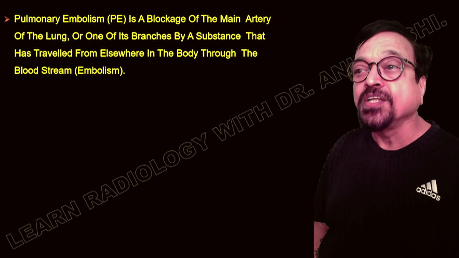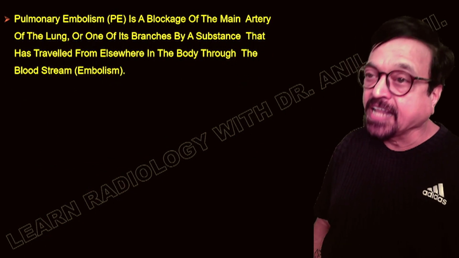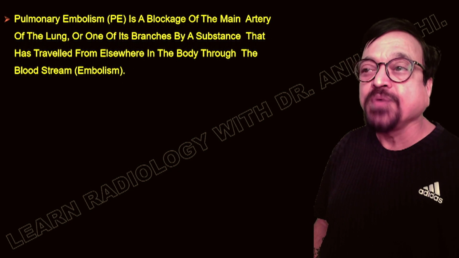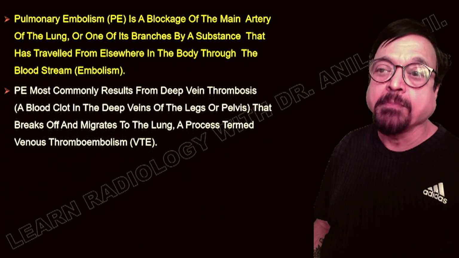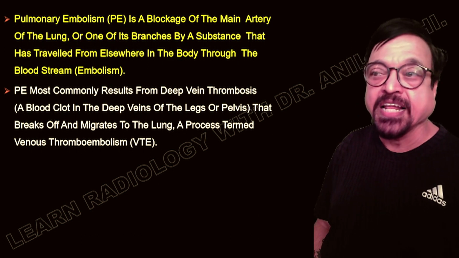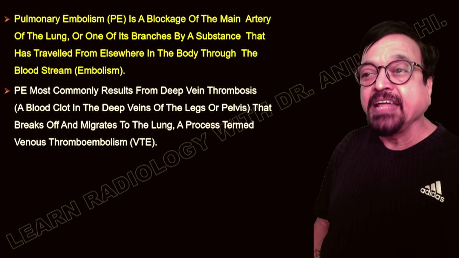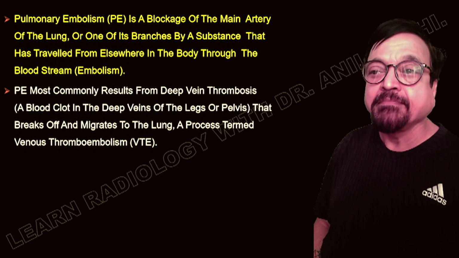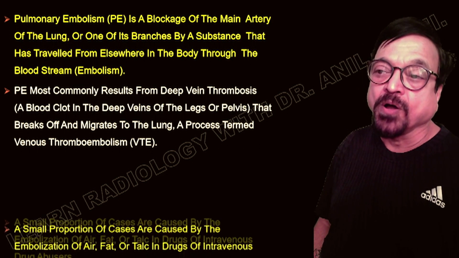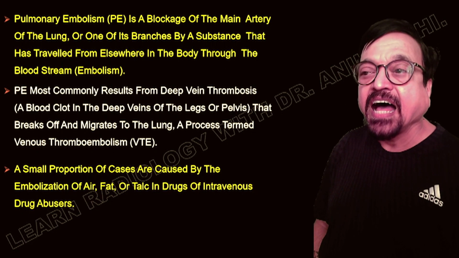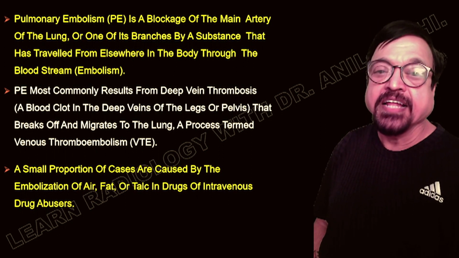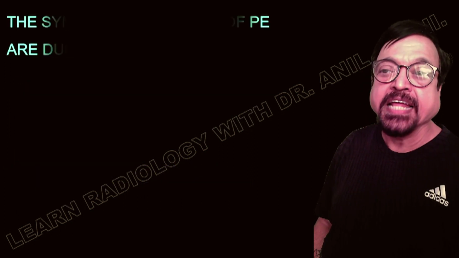Now pulmonary embolism is a blockage of the main pulmonary artery of the lung or one of its branches by a substance that has traveled from elsewhere in the body through the bloodstream. That is called an embolus. Pulmonary embolism most commonly results from deep vein thrombosis, that is, from the calf muscle. A blood clot in a deep vein of the leg or pelvis breaks off and migrates to the lungs. This process is termed venous thromboembolism. A small portion of cases are caused by embolization of air, fat, or talc in intravenous drug abuse. So that's not very common in our country.